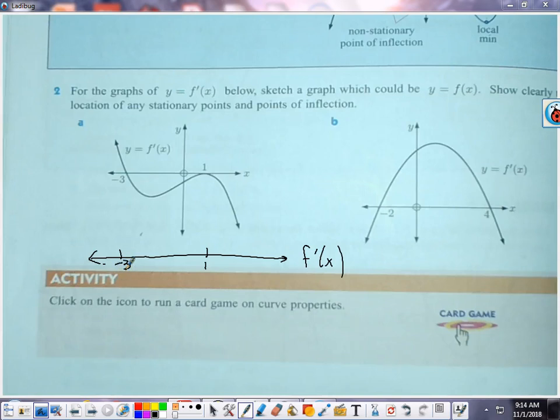And then before -3, is the graph positive or negative? Positive, because it's above the x-axis. And then between -3 and 1, and then bigger than 1. Okay, so that's our first derivative sign chart. Then we do our second derivative sign chart.